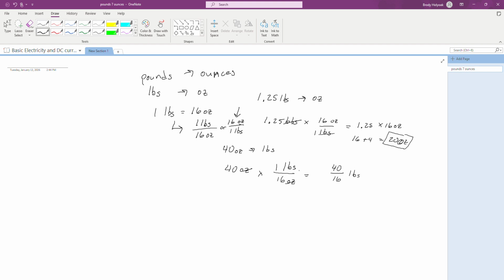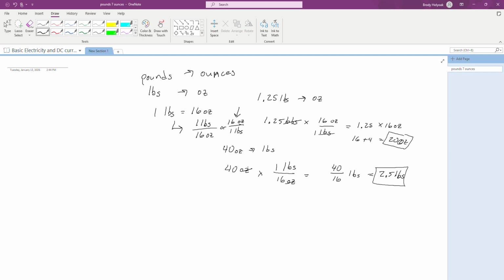Now I can move that pounds out because it's on the numerator. It's also considered up at the top. So when I go through and do this calculation, I get 40 divided by 16, and that's going to reduce down to a total of 2.5 pounds.